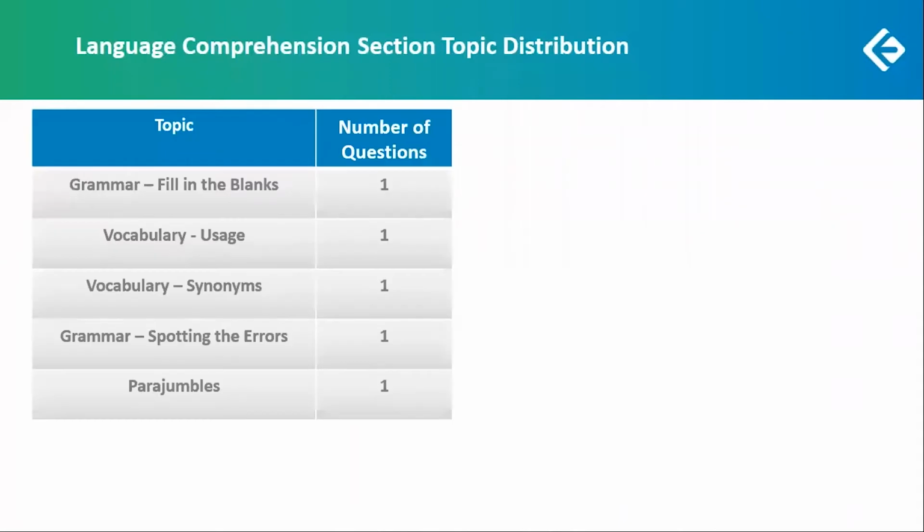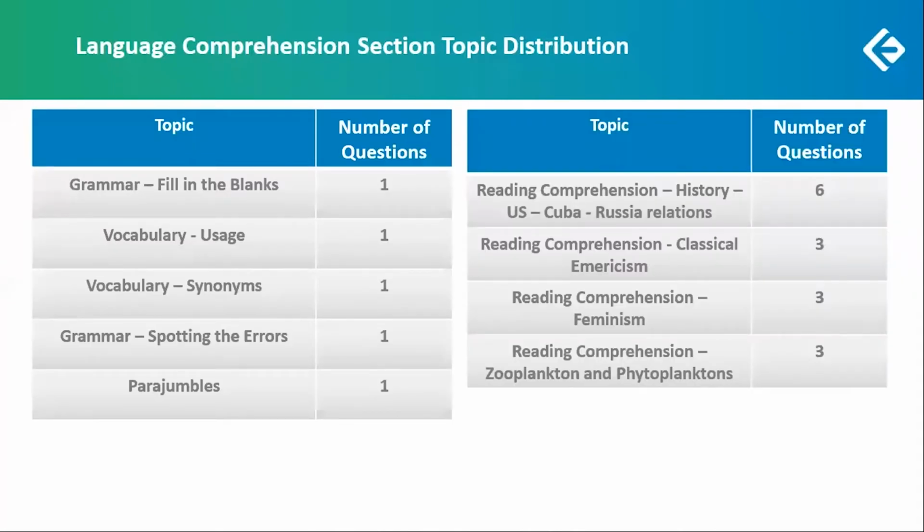Now, if you go by the topic distribution here, one thing that stands out is we had 20 questions in this particular section for this particular test, out of which 15 came from reading comprehension type questions. So practically you had 4 passages, one passage having 6 questions, and the rest 3 having 3 questions each. And then you had 2 vocabulary based questions, 2 grammar based questions, and 1 parajumbles question, rounding up the rest 5 to make it 20 questions.